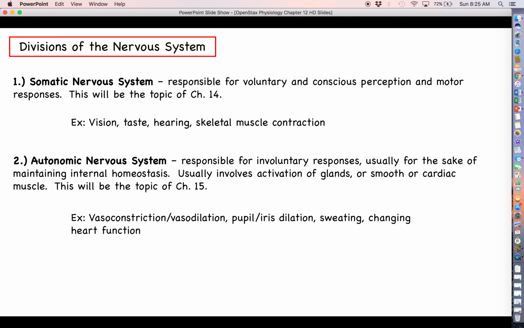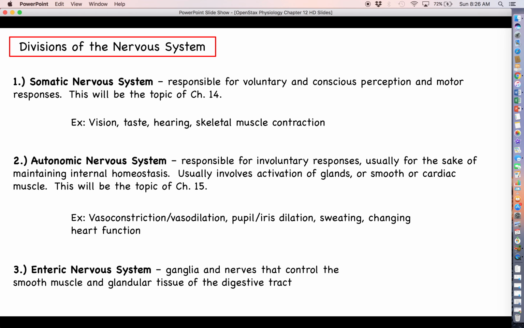Some examples might be the vasoconstriction and vasodilation that we've talked about to shunt blood flow from one tissue to another, your ability to dilate or constrict your pupil with your iris to adjust how much light enters your eye, the sweating mechanism for regulating your temperature, and changing your heart function for delivering blood to needy tissues. Those will all be things that we talk about in chapter 15.